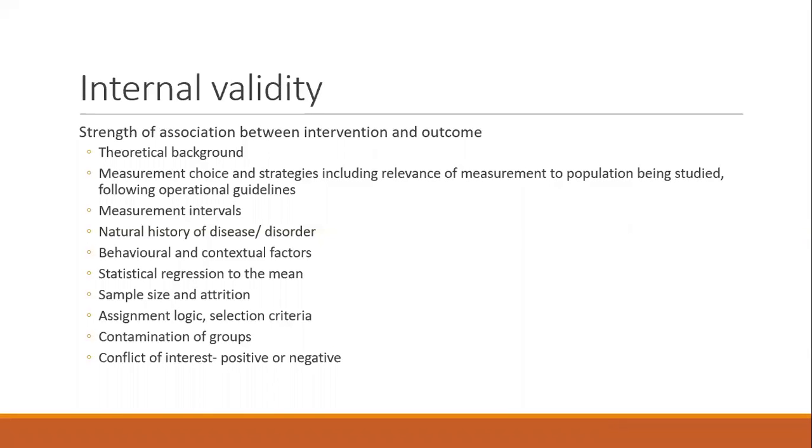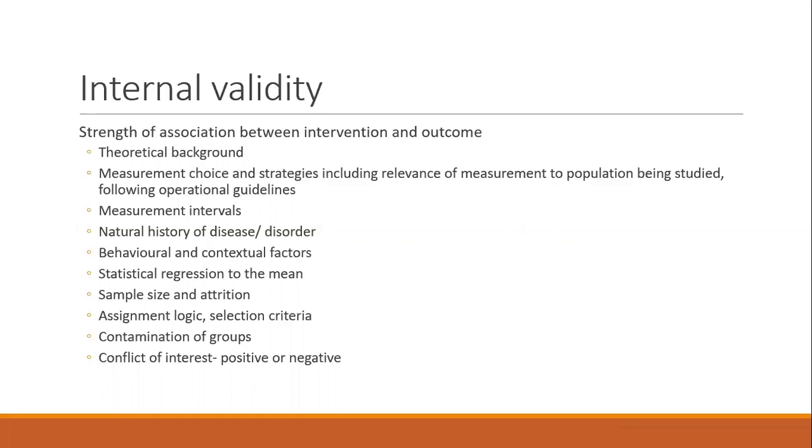Then assignment logic and selection criteria. Have they described adequately how they assigned participants to different groups? Have they given any justification for allocation concealment or the kind of blinding done, or, if there was more than one researcher, what they did? These are the things you want to know. And you want to know what the selection criteria are. We already talked about this. If it is too homogeneous, it may not be generalizable. If it is too heterogeneous, it may not be strong enough.